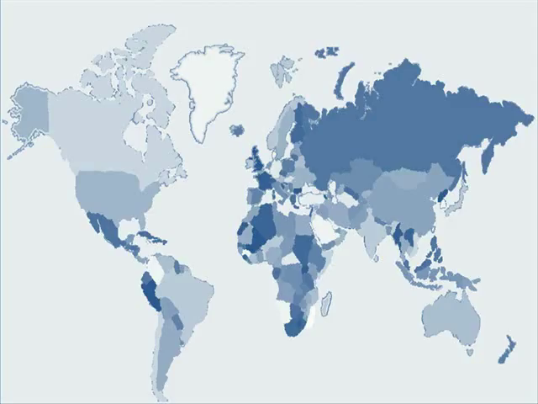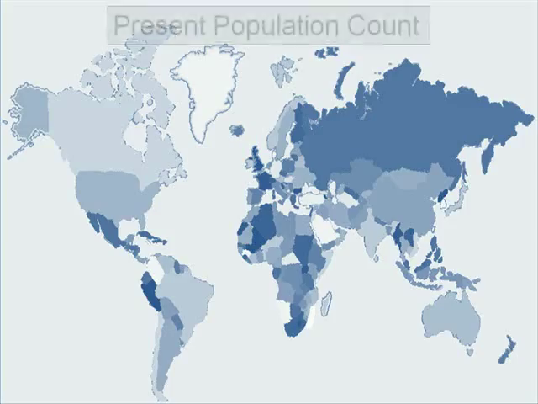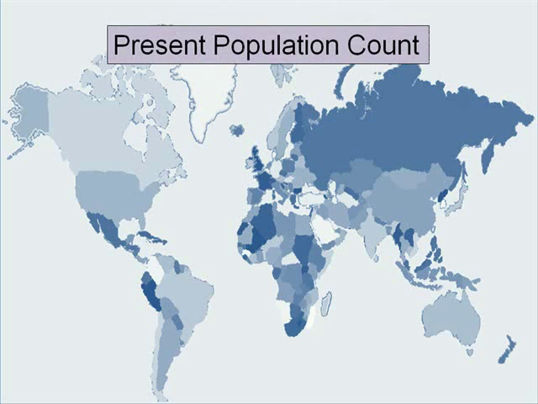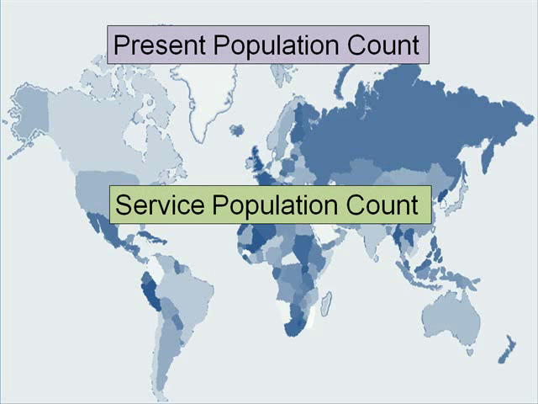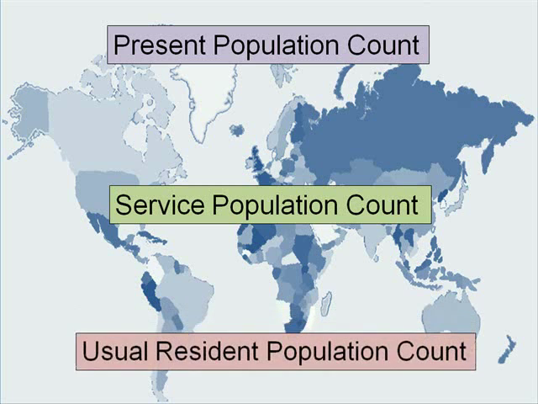The 3 main ways in which a population may be defined and counted are present population count, service population count, usual resident population count.